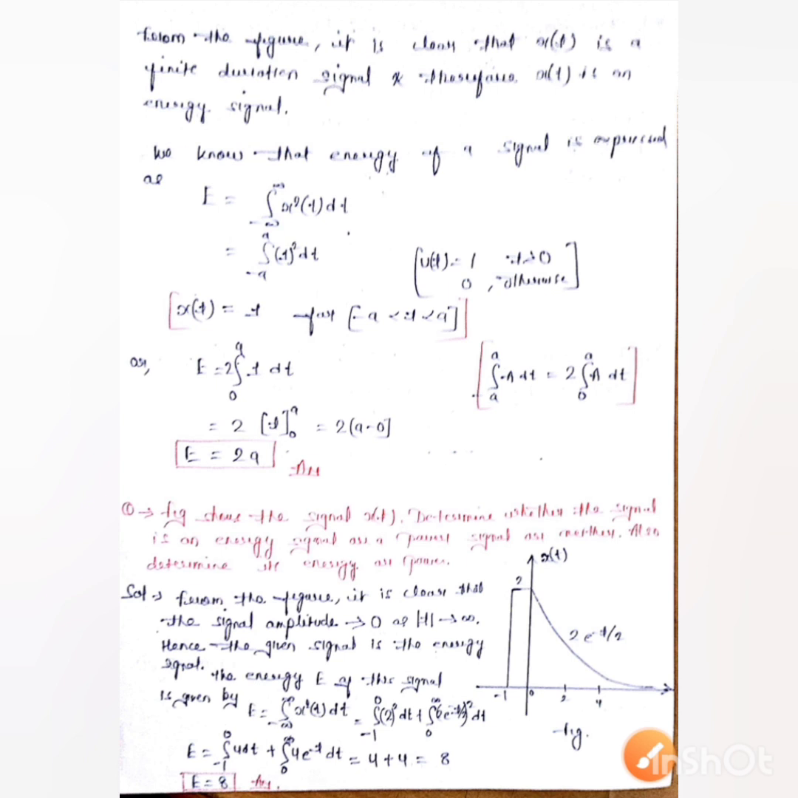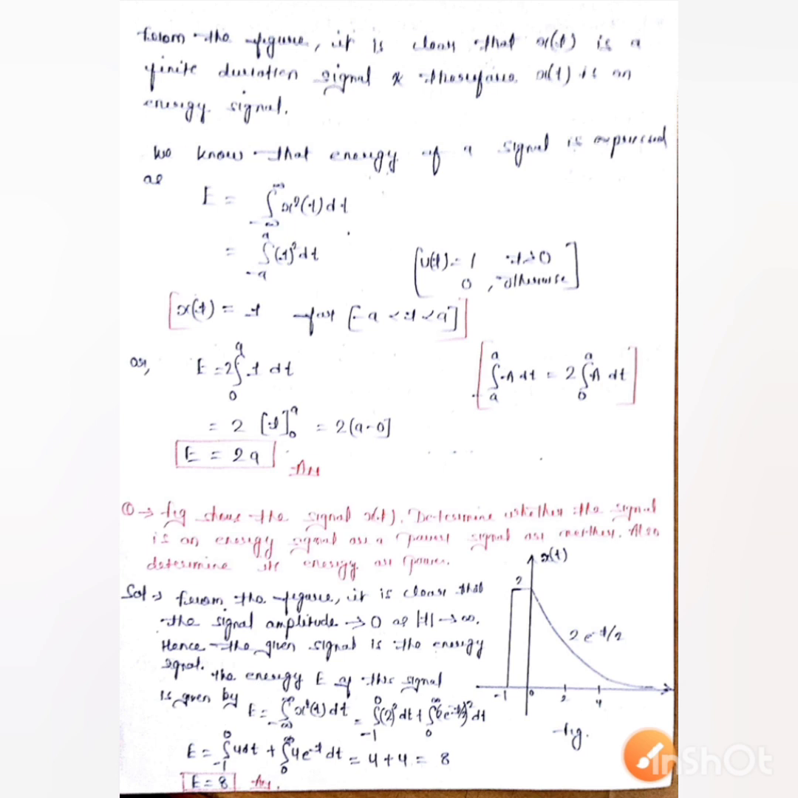Now we have to solve the third question, which has a figure that is already given. So this is the figure x(t). Determine whether the given signal is an energy signal, power signal, or neither. Also determine the energy or power. If it is an energy signal, then we can find the energy. If it is a power signal, then we can find the power.